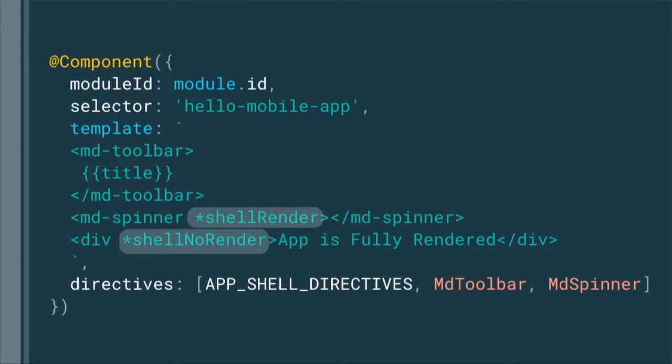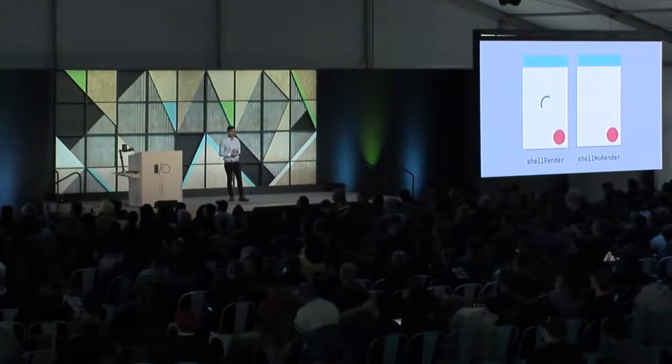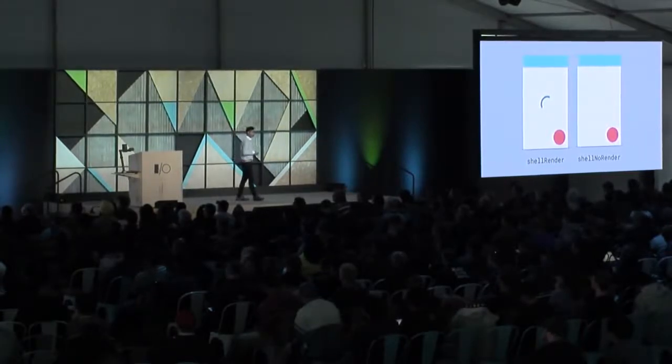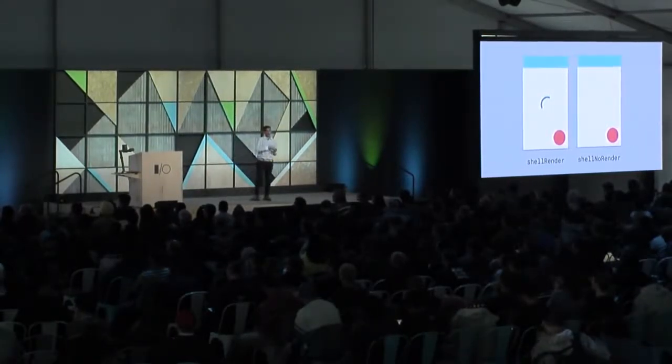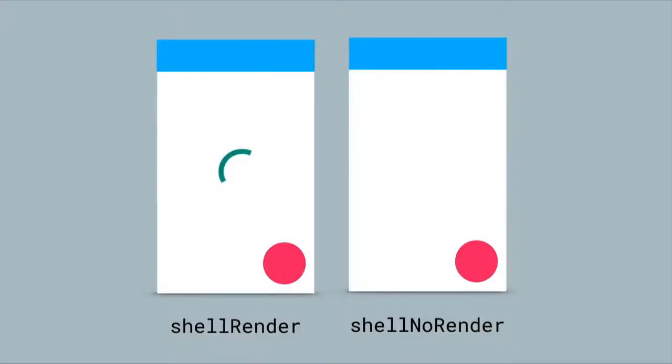So shell render will allow you to define any UI that you want to display on the screen before your main Angular bundle has completed asynchronously loading in. Shell no render is what's going to be displayed after the entire application has fully rendered out, meaning that you can define your application shell declaratively right inside of your component. So in this case, we can make sure that the toolbar and at least a loading spinner, so that thing that we wanted to achieve for first meaningful paint, is in place, and then we can use shell no render for anything else that comes after the fact.